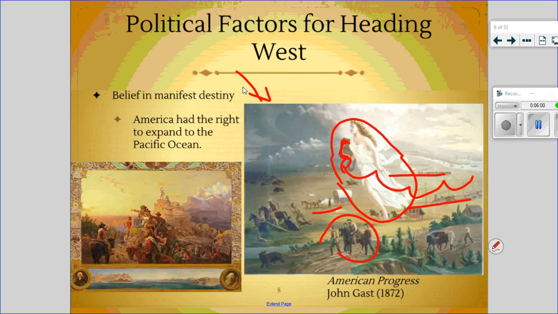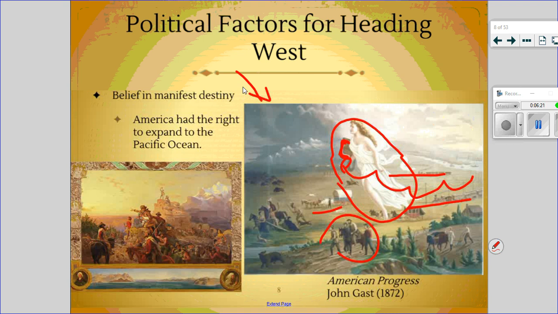So she's got presumably, I used to think this was the Bible, but it's something else. I think it represents civilization or something like that. But anyway, you can tell John Gast is saying she's bringing modern technology and modern transportation. She's bringing civilization with her, right?